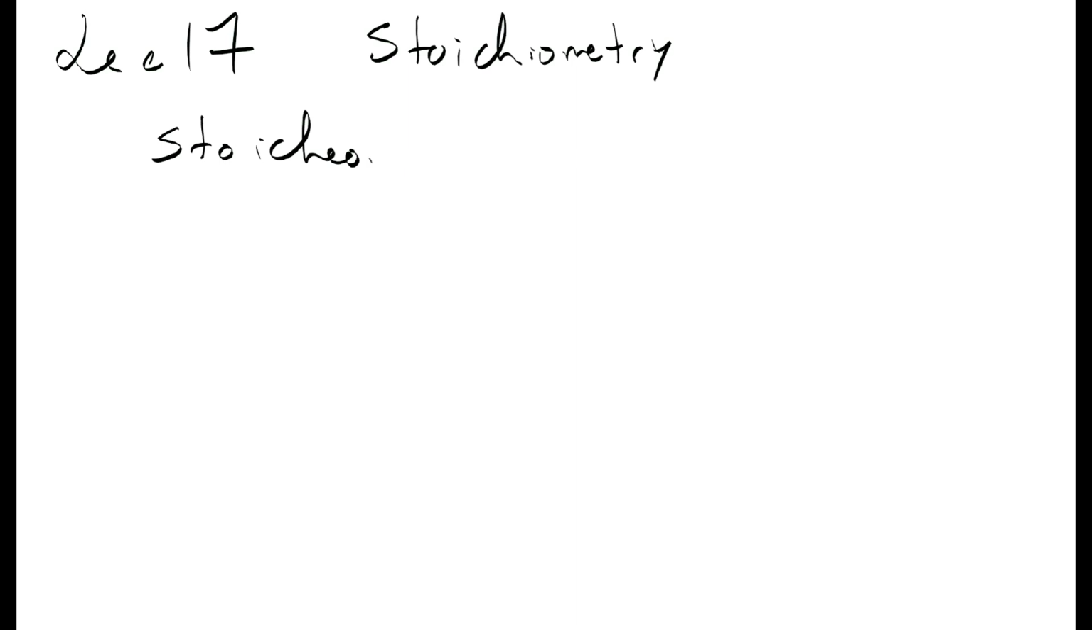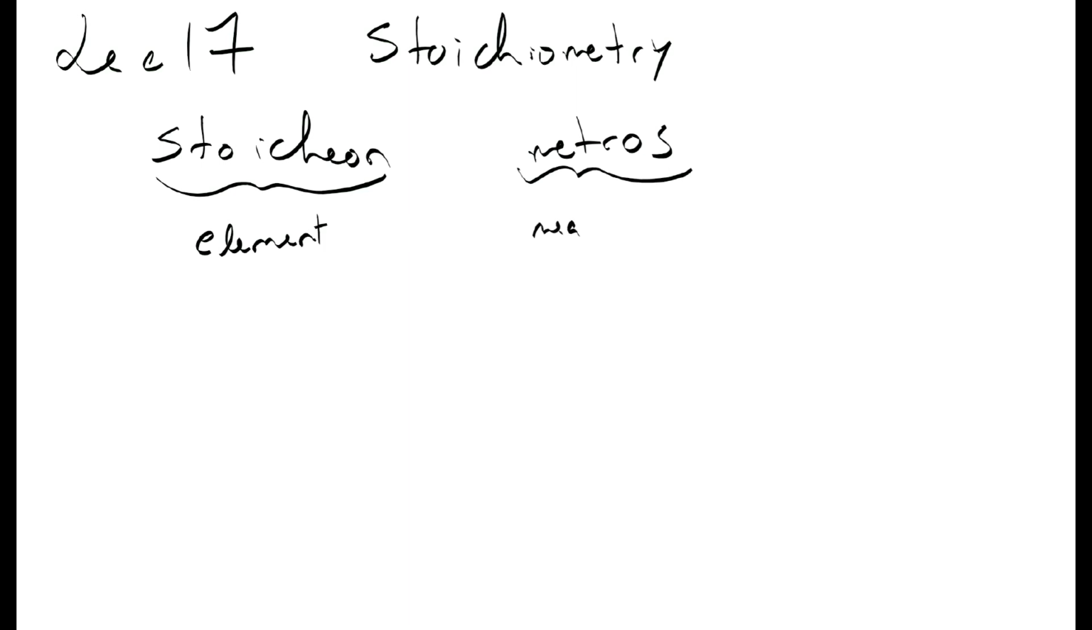Okay, welcome to Lecture 17. Now that we're done learning how to balance reactions, we are going to do some mathematical work with them. That means doing stoichiometry. Now, stoichiometry comes from a couple of Greek words. We have stoichion and metros. So stoichion means element, like an item or a piece of something, an element of something, and metros just means measure. So we are measuring the pieces.